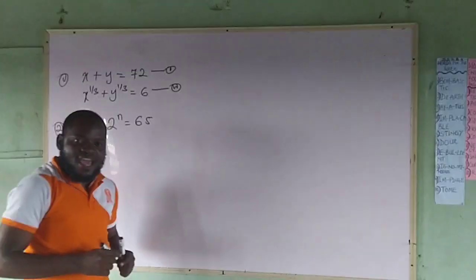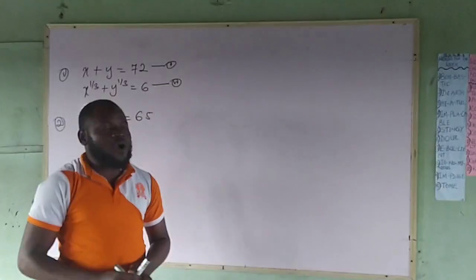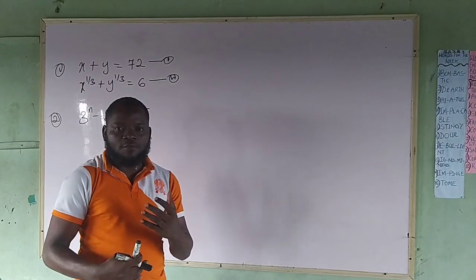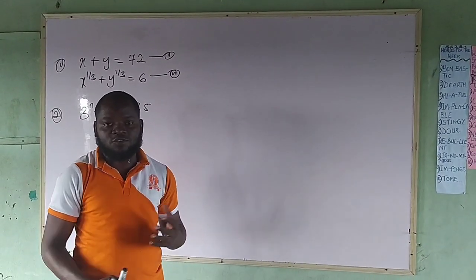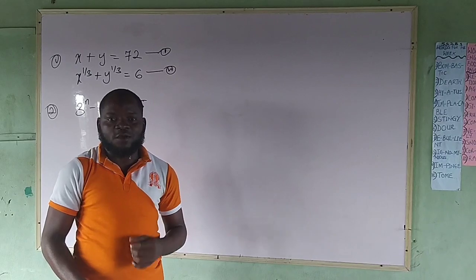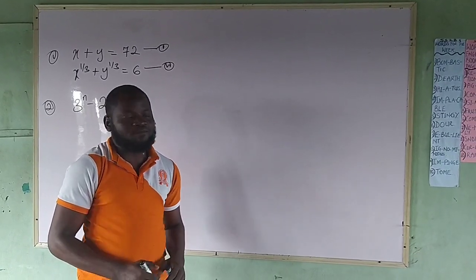And the second question tells 3 to the power of n minus 2 to the power of n equals 65. So here are the two questions. You can pause the video and give it a try and tell me the one you find so interesting between the two questions, and when you're done you can keep watching the video.